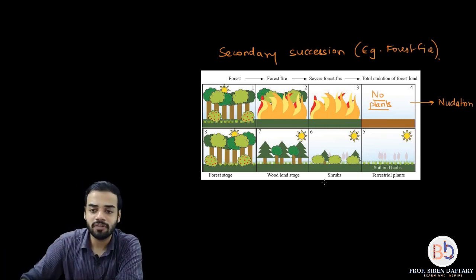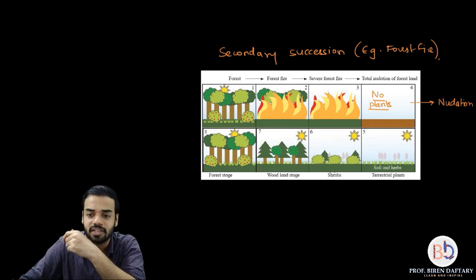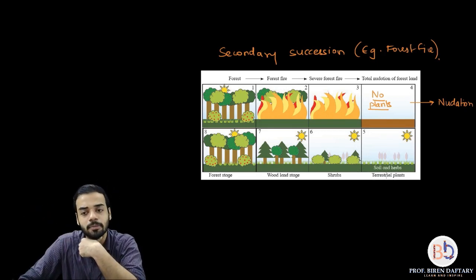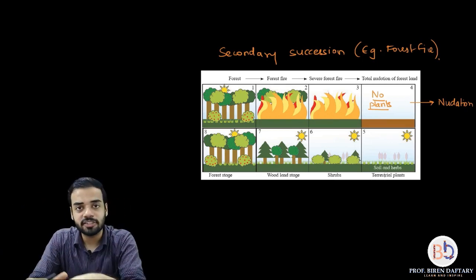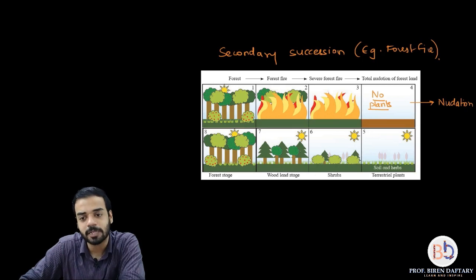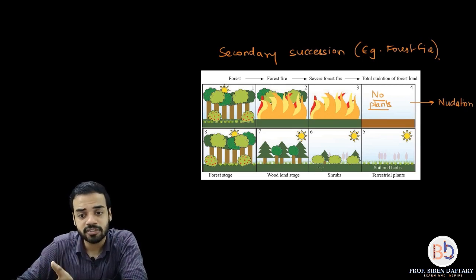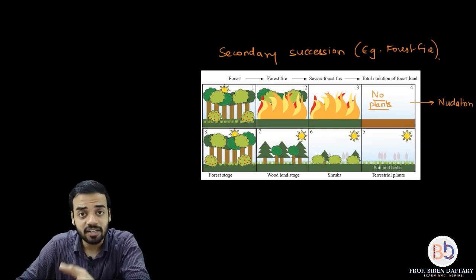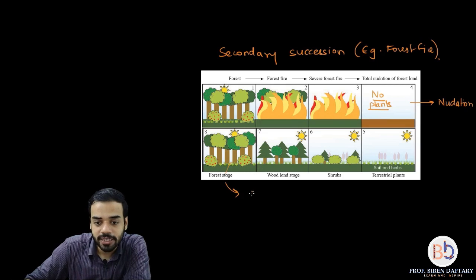Okay, now what will happen? The seeds present in the soil, they will grow, they will germinate, and they will give rise to plants. That is step number 5. Then as the plants will grow, more different species of plants will come. So in every step, step number 6, you can see different types of plants, other types of plants are growing. Then in 7, trees are growing, and in 8, proper climax community is established.